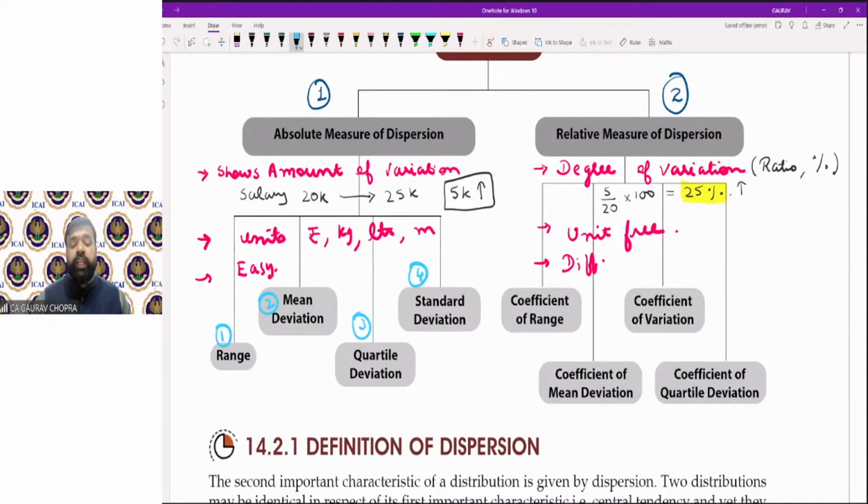Whereas in case of relative measure, we will be discussing the coefficients of all of them. So coefficient of range, then coefficient of mean deviation, coefficient of variation, and coefficient of quartile deviation. So these four are the relative measure.